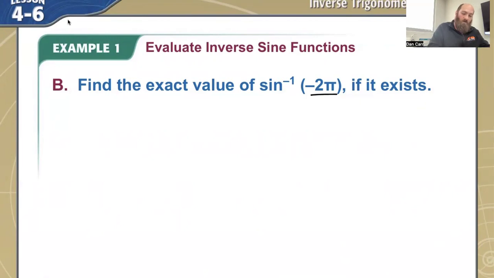Sorry, get rid of that. So negative 2 pi is equal to, if I do that real quick, comes out to negative 6.283. So that means that this does not exist. I am not going to be able to evaluate the inverse sine of negative 2 pi.